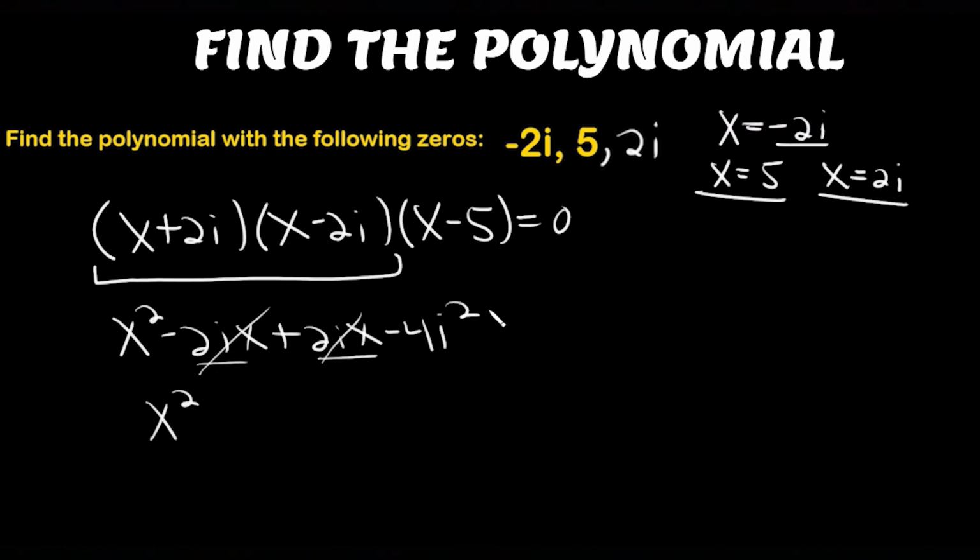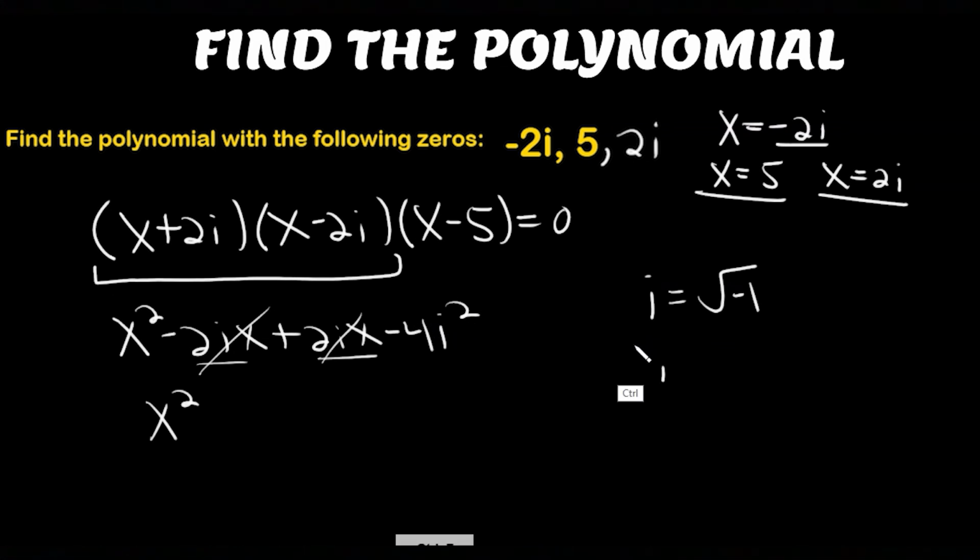And now this i squared, where does that come from? Well, we know that i is equal to the square root of negative 1. So if we square both sides, we're going to end up with i squared equal to negative 1. So whenever I see an i squared, I can replace it with a negative 1. So what's really happening here, I'm doing negative 4 times a negative 1. That will give me positive 4.